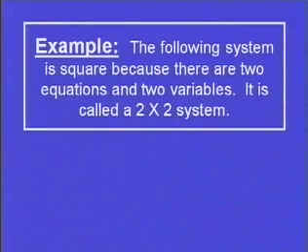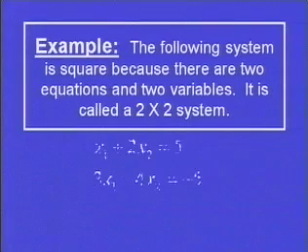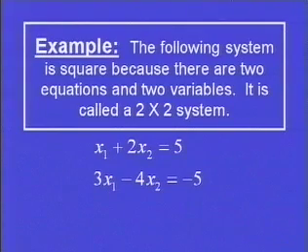Let's look at an example. The following system is square because there are two equations and two variables. It's called a 2 by 2 system. As you see, you have x1 and x2. That's two variables. There are also two equations. Therefore, it's a 2 by 2 system. You do count the number of equations first. So if there were more equations, for example, if there were 3 equations and 2 variables, it would be a 3 by 2 system.